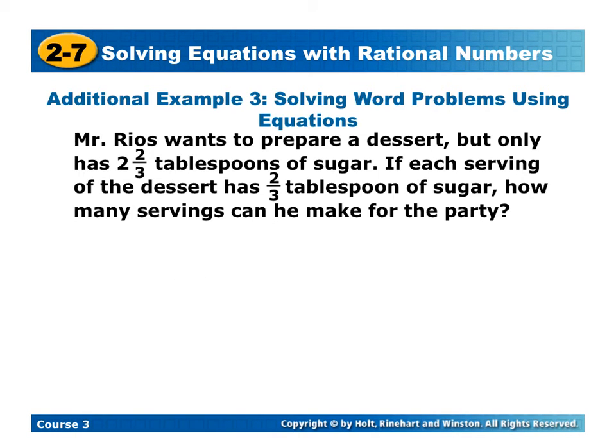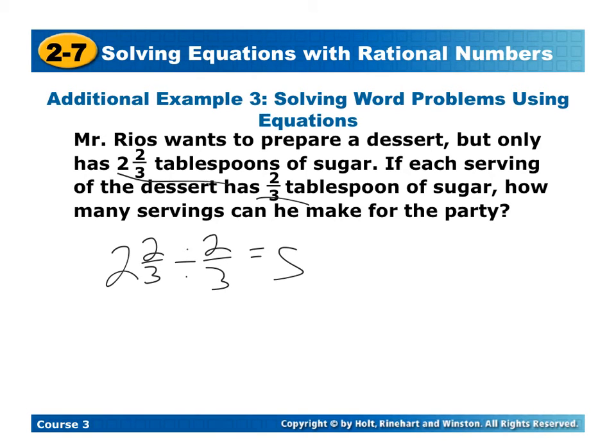So now let's just take this and look at some word problems. Mr. Rios wants to prepare dessert, but only has 2 2/3 tablespoons of sugar. If each serving of the dessert has 2/3 a tablespoon of sugar, how many servings can he make for the party? So here we are taking 2 2/3 and dividing it into 2/3 servings to give us how many servings he can get for the party.